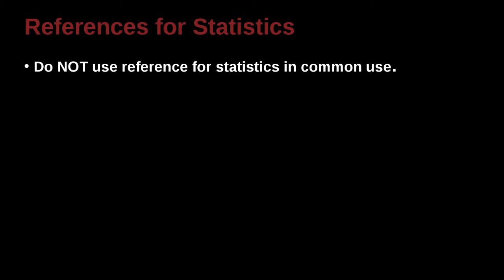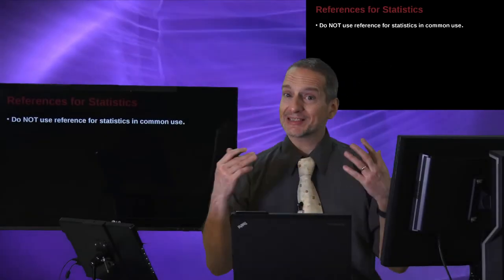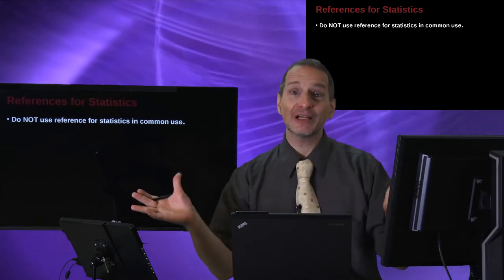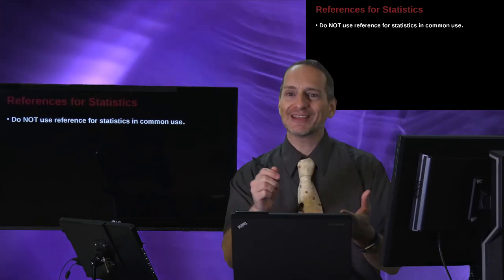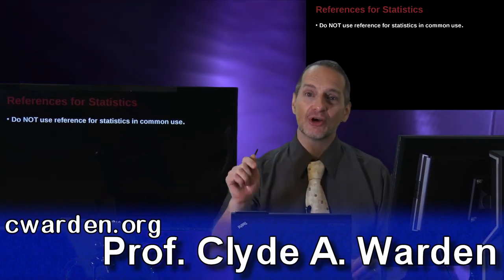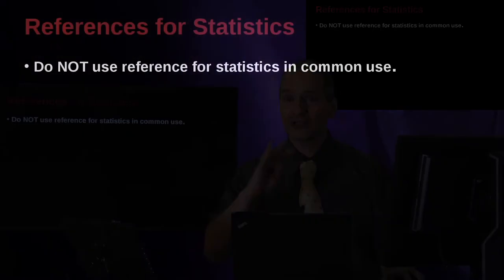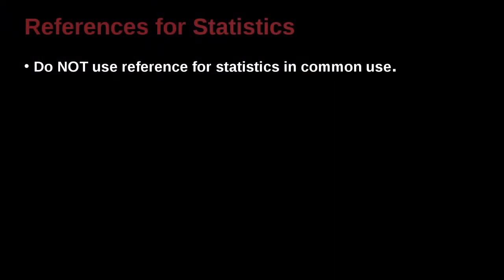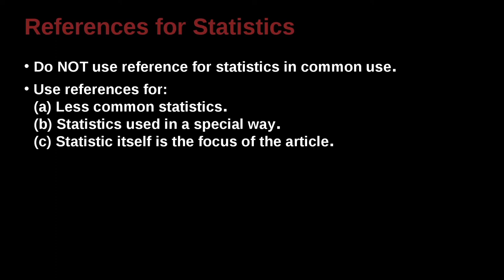Well, when you're writing your statistics, you do not need to reference statistics that are in common use. That is to say that if the statistic is a statistic everybody knows, please do not write a reference to say who made this statistic or where it is from or what research used this. No, you don't need to do that. Just use the statistic. We're talking about things like ANOVA and t-test, regression. You don't need to say where they came from.